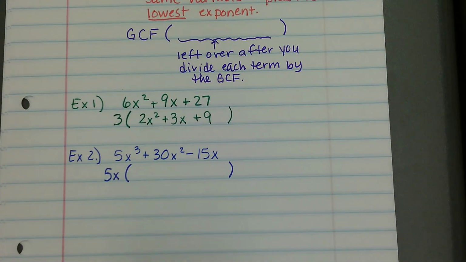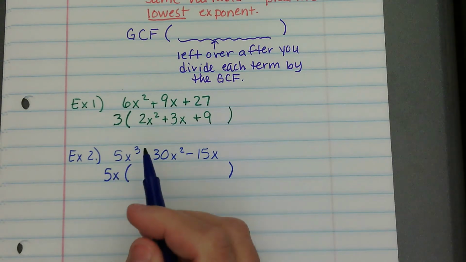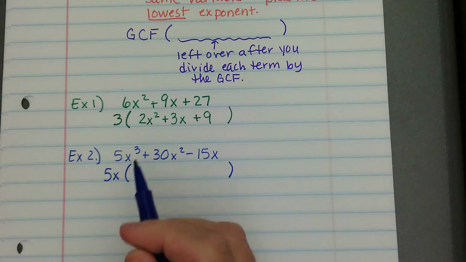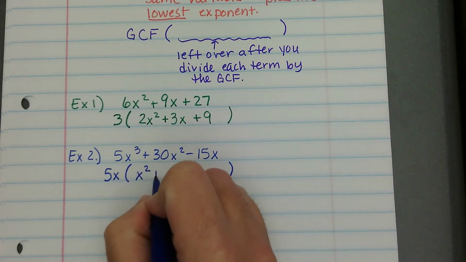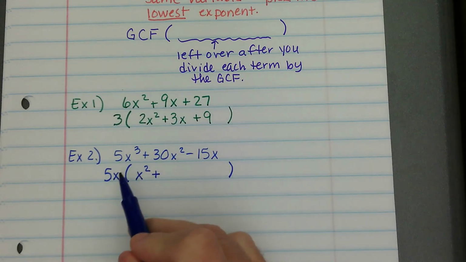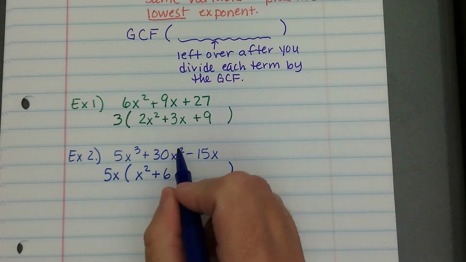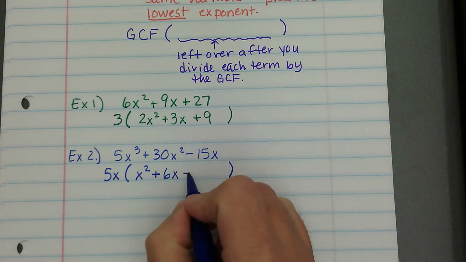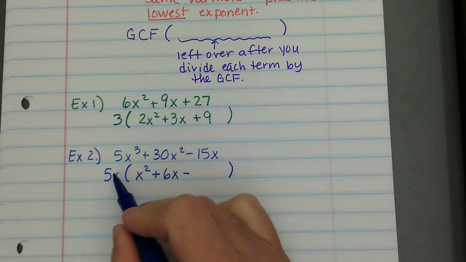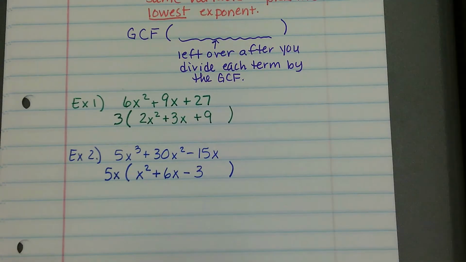One set of parentheses, and now we're dividing. 5 divided by 5 becomes 1, and x to the third divided by x, one of the x's cancel, and you're left with x squared. Plus sign. 30 divided by 5 is 6. X squared divided by x means I'm taking one of them out, so I'm going to have 1x left. Minus sign. 15 divided by 5 is 3, and x divided by x cancels, and there's none left to give, and this is the quadratic that's left.